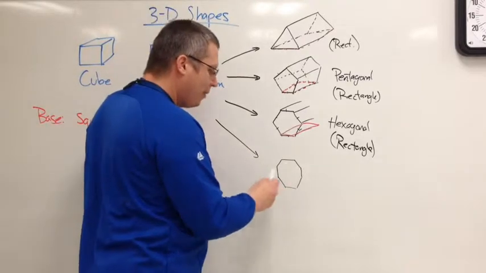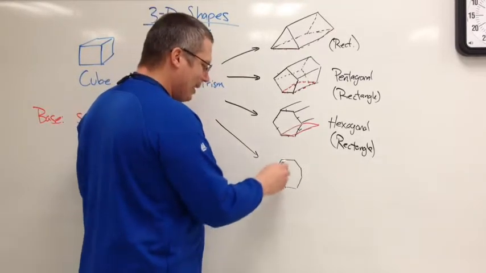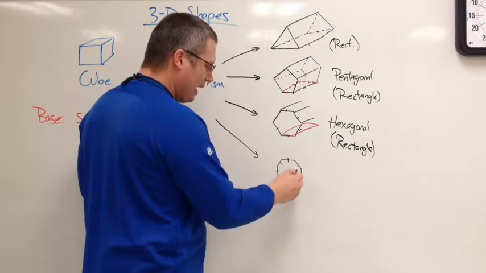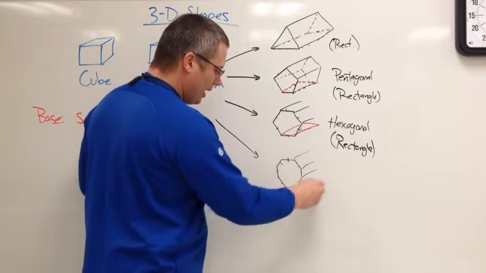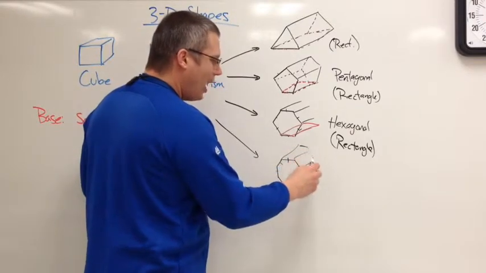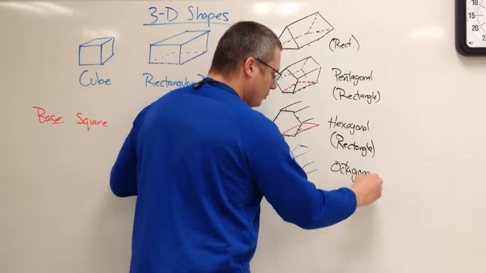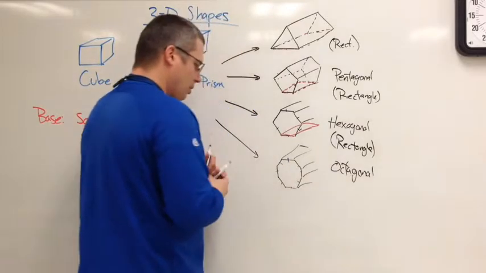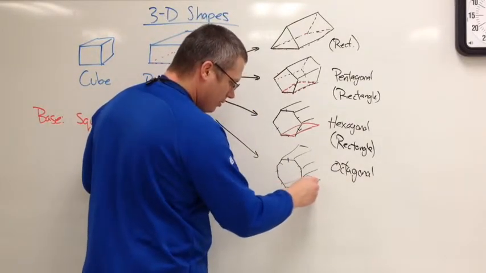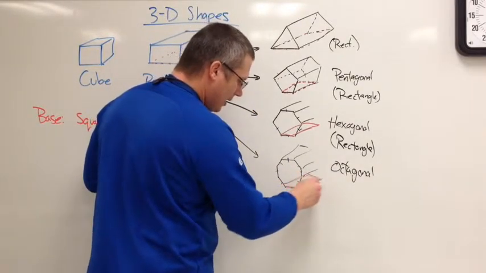Okay. I could have more sides. I could have an 8-sided, 1, 2, 3, 4, 5, 6, 7, 8. Draw all of those sides back. And I would have an octagonal prism. What would the base be? It's going to be a rectangle again.